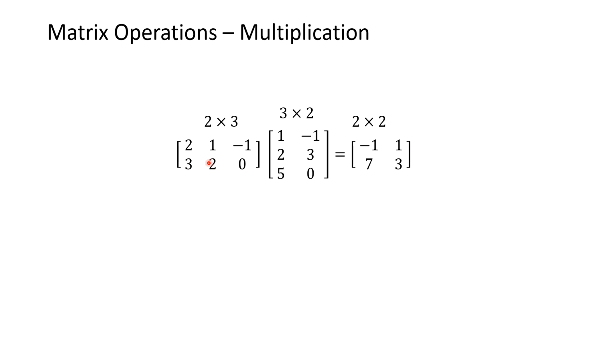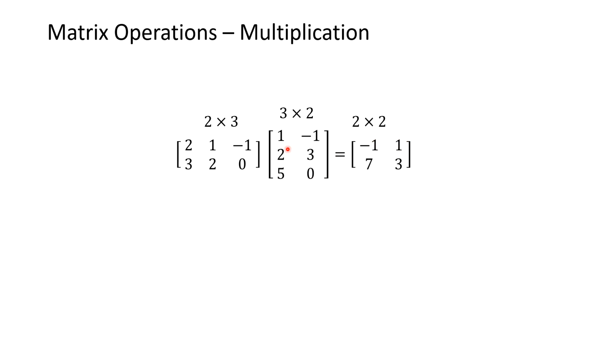So the way you do this, let's just figure out this -1 first here. We take the first row times the first column. We multiply the 2 times the 1, and then the 1 times the 2, and the -1 times the 5, and we add those together. So we get 2 plus 2 minus 5, and that gives us a minus 1.